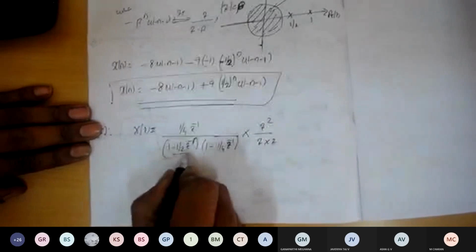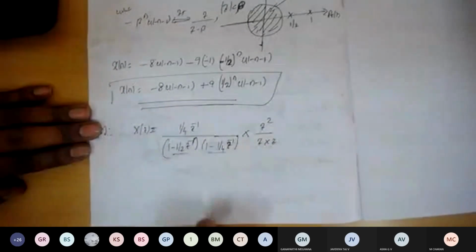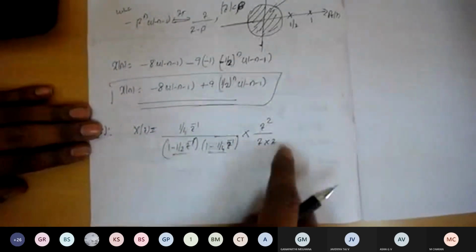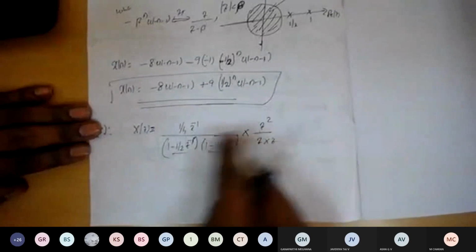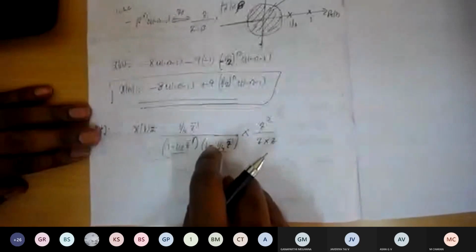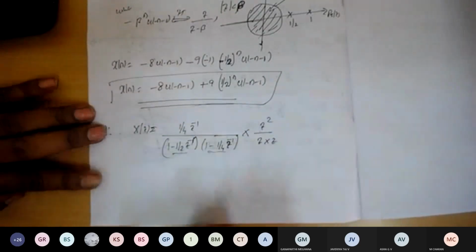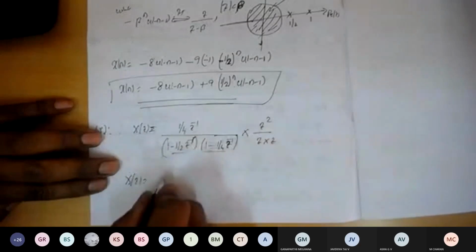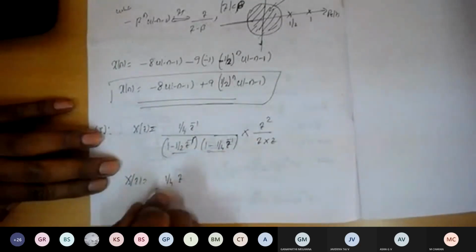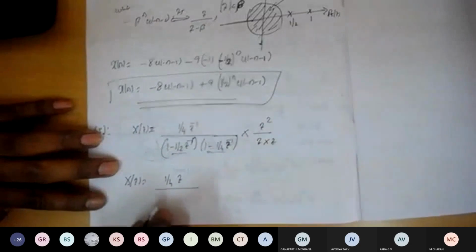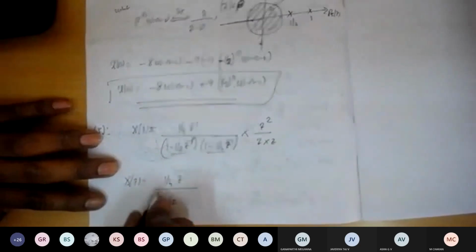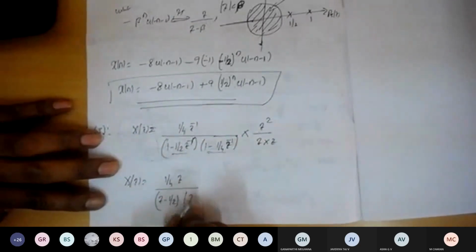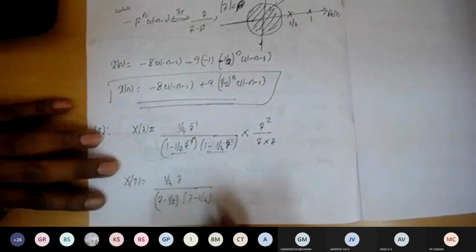One Z I'm going to multiply with these terms, another Z I'm going to multiply with these terms here, so that Z into Z will become Z square. So this does not alter the X of Z. Okay, so we'll do multiply. X of Z is equal to Z square into this will become 1 by 4 into Z. So Z square and Z inverse will get cancelled. And this has become Z minus 1 by 2, and this has become Z minus 1 by 4.